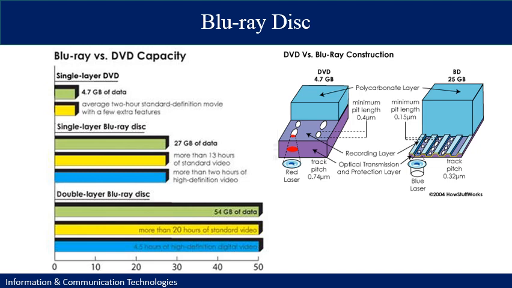Another kind of disk is a Blu-ray disk. Blu-ray discs usually have a larger capacity than a single layer DVD. A single layer Blu-ray disk usually contains about 27 GB of data, that is more than 13 hours of standard video, more than 2 hours of high definition video. And if there is a double layer Blu-ray disk, the size of the data is 54 GB, which is equivalent to more than 20 hours of standard video and more than 4.5 hours of high definition digital video.